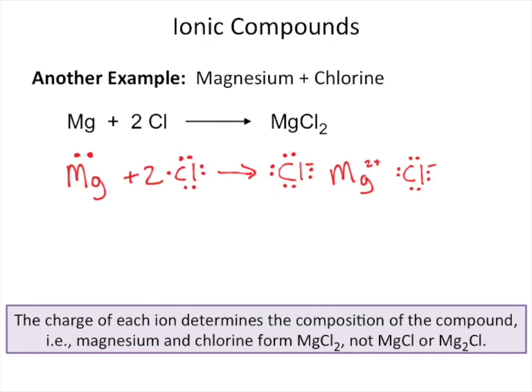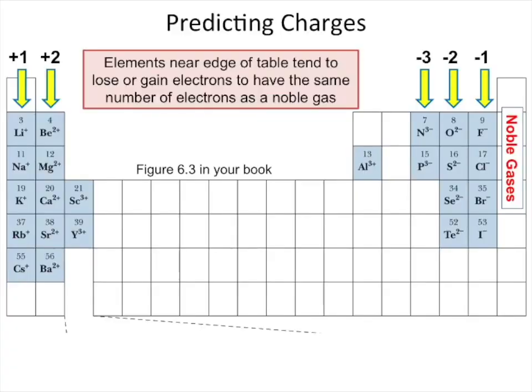Now the charge on each ion determines the composition of the compound. So the fact that magnesium binds with 2 chlorines to make this ionic compound is driven entirely by the fact that magnesium has 2 valence electrons and forms a 2 plus ion. Since magnesium makes this 2 plus ion, it needs 2 chlorines to reach a neutral compound, because each chlorine is only -1. So this leads us to the importance of being able to predict charges, because eventually we want to be able to predict how ionic compounds will go together, so we need to know charges of things first.